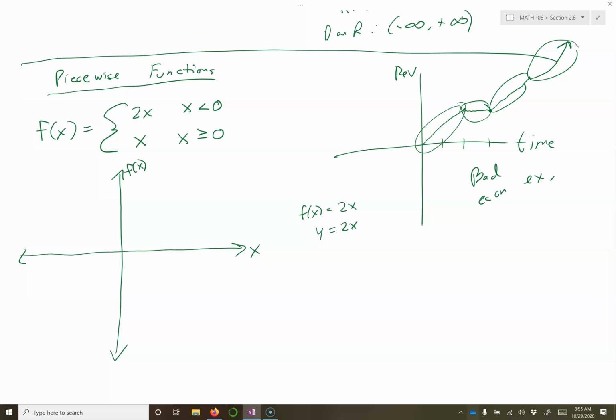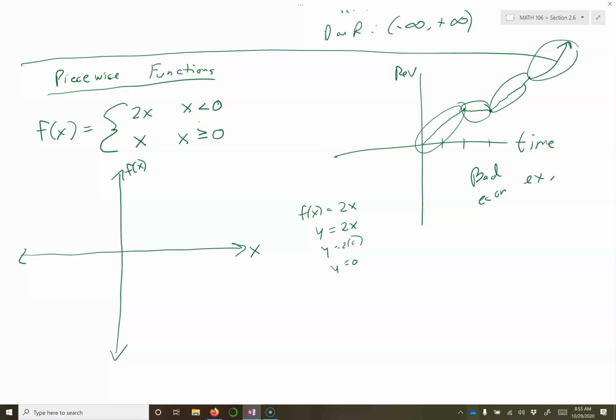Right, if you wanted the y-intercept, you'd plug in x equals 0, right? So you'd have y equals 2 times 0. Oh, look at that, so y equals 0. That means the y-intercept is at the origin. But what you want to be careful of, see how it says x is less than 0? That means the 2x exists only when x is less than 0.